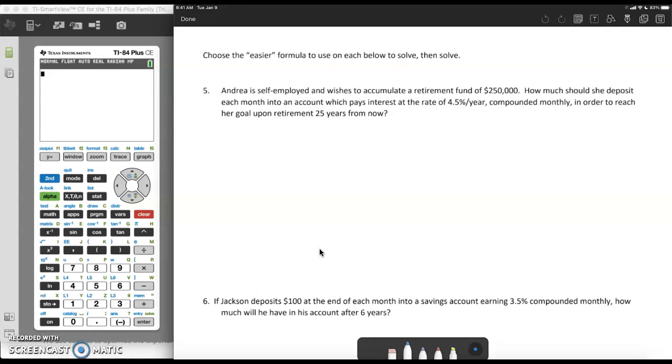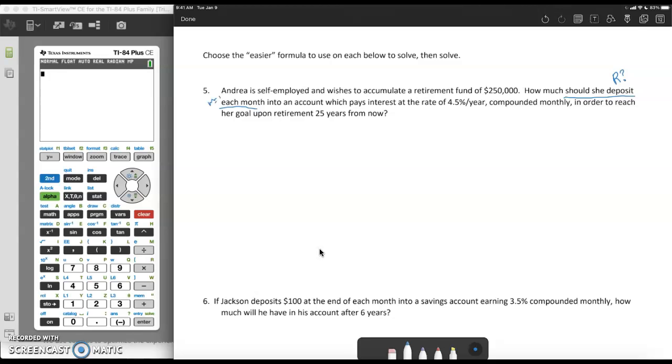So if Andrea is self-employed and wishes to accumulate a retirement fund of $250,000, how much should she deposit each month into an account that pays interest at the rate of 4.5% per year, compounded monthly, in order to reach her goal for retirement 25 years from now? Okay, so I immediately see the question is how much should she deposit? So we are looking for that periodic deposit because she's also doing it each month.